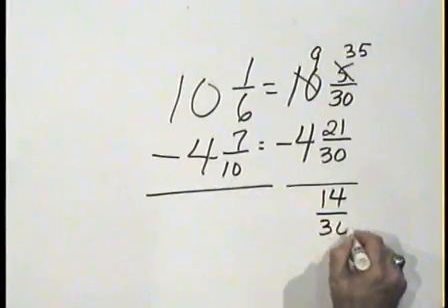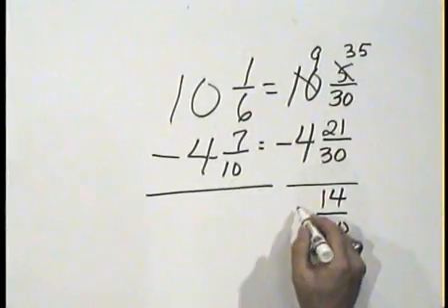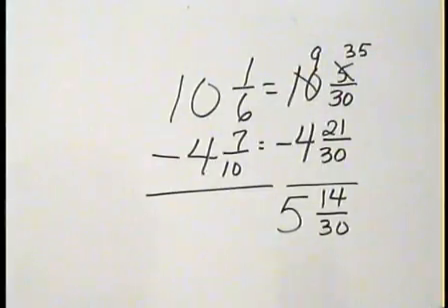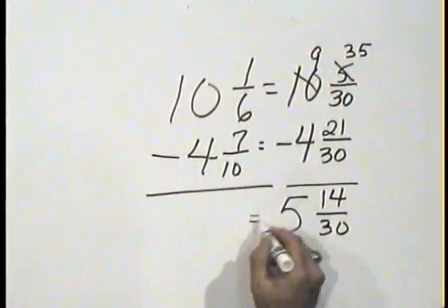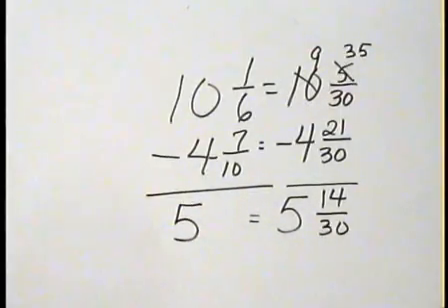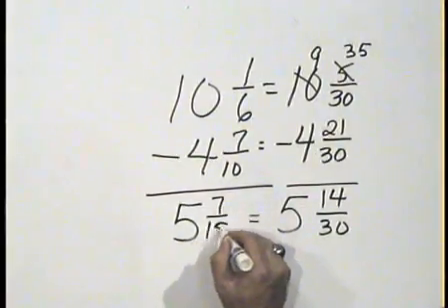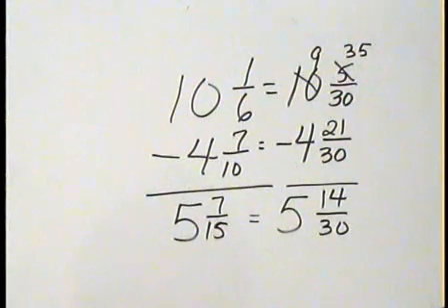14/30. 9 minus 4 is 5. I was thinking ahead of myself and said the answer rather than what to subtract. 9 minus 4 is 5. Can I reduce 14/30? Yes, I can. They're both even numbers. Don't forget your whole number. It's very important. Dividing top and bottom by 2, I get 7/15. So 10 and 1/6 minus 4 and 7/10 is 5 and 7/15.